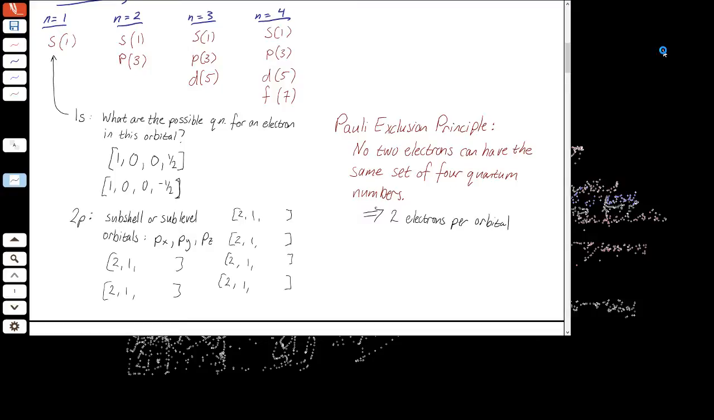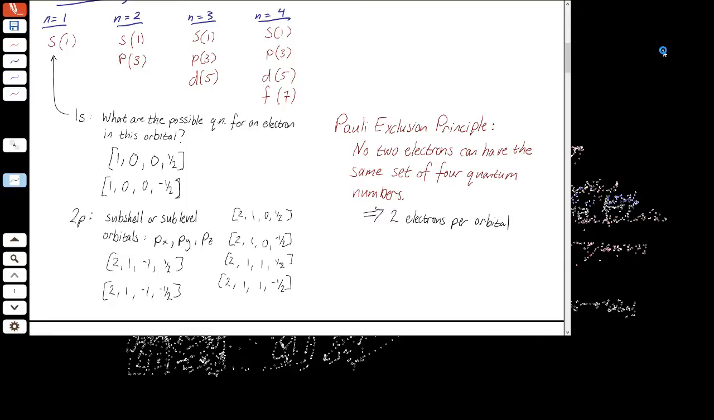If we do it systematically, we can vary one at a time. So we can say that the minus 1 ML has possible MS values of plus 1/2 or minus 1/2. Then 0 has values of plus 1/2 or minus 1/2. Then 1 has MS values of plus 1/2 and minus 1/2. All right, and I think that's all the possibilities. Anybody find anything else? No? Okay, good. Because I don't think there are any.